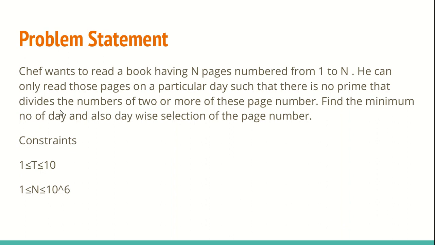So in short, what this problem statement says is that Chef wants to read a book having n pages. You need to find the minimum number of days Chef will take to read the entire book, but the constraint is that on a particular day Chef will choose only those page numbers in which there should not be any prime which can divide two or more of these pages, right?